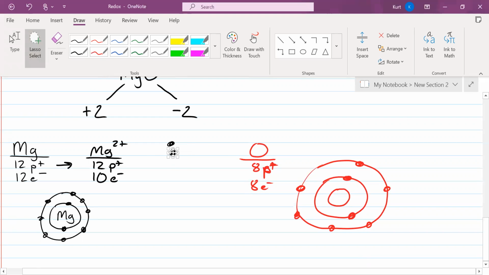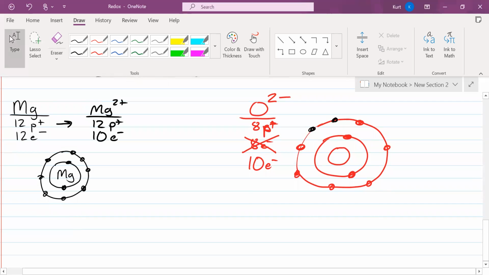Where's it going to find them? The ones that magnesium had. Here they go. So oxygen no longer has 8 electrons. How many does it have? It has 10. So what is its ionic charge? -2. At what ratio will a magnesium ion and an oxide ion balance each other out? If they're +2 to -2, 1 to 1. That's why it is a 1 to 1 ratio, everybody.